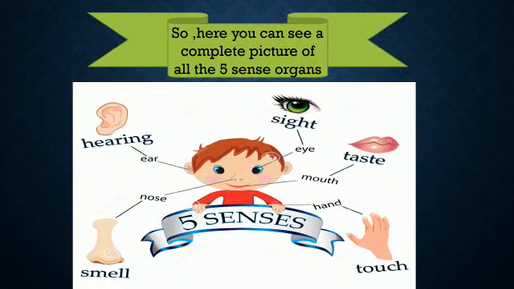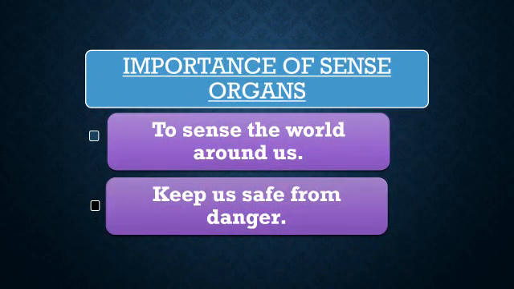So here you can see a complete picture of all the 5 sense organs. Ear, the organ of hearing; nose, the organ of smell; eye, the organ of sight; mouth, the organ of taste; and hand, the organ of touch. Why are sense organs important? These sense organs help to sense the world around us. Sense organs take information and send it to the brain so that we can be aware of our environment. These sense organs are also important because they keep us safe from danger.